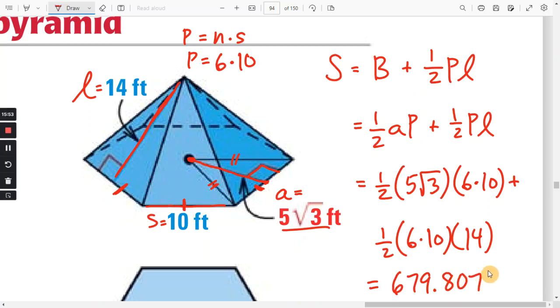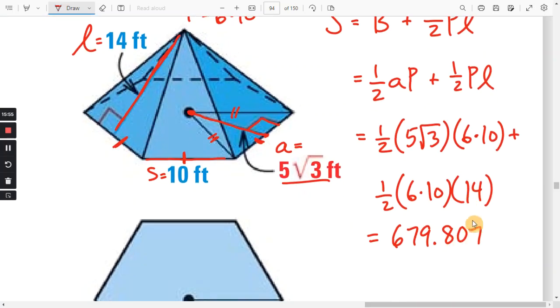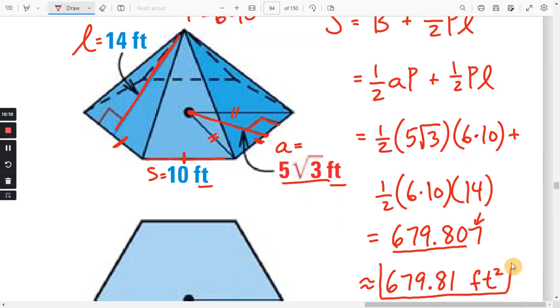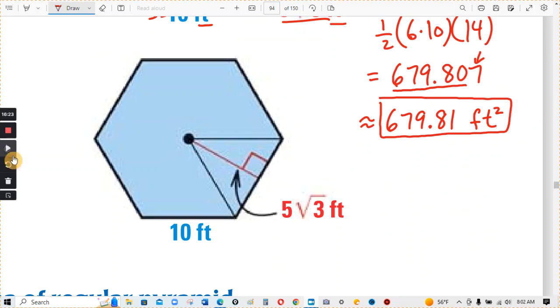Okay, and if I were to round to 2 decimals like them, I would just look at the 3rd decimal. If it's 5 or more, you round it up. So I'm going to say 679.81. All of the units were in feet, so the units on the area, or surface area, are going to be feet squared. So that's your final answer.